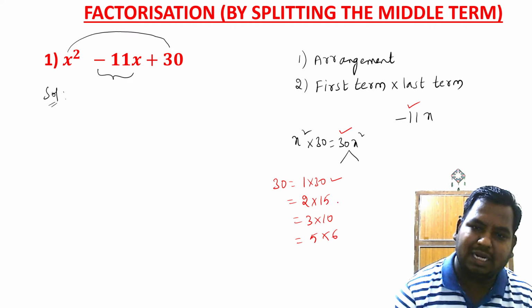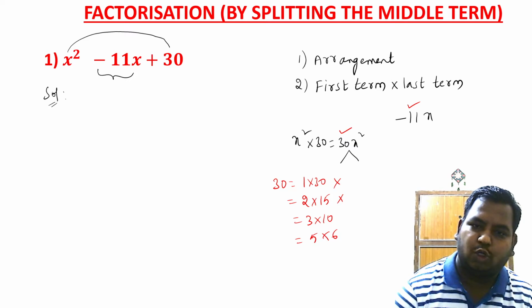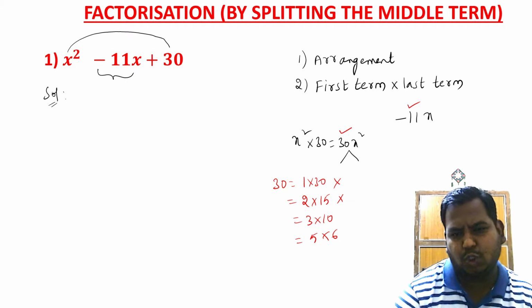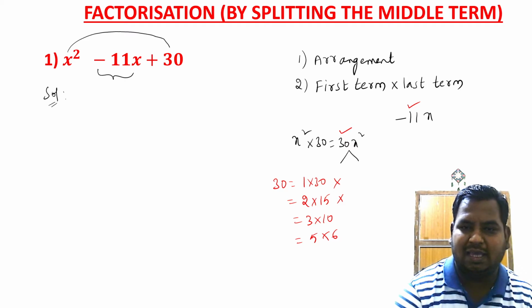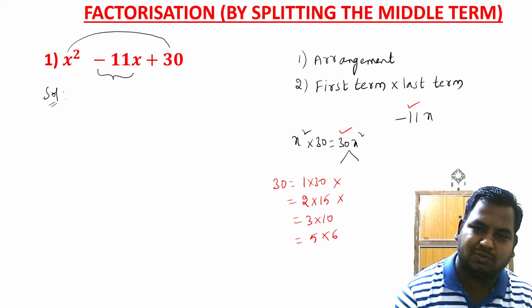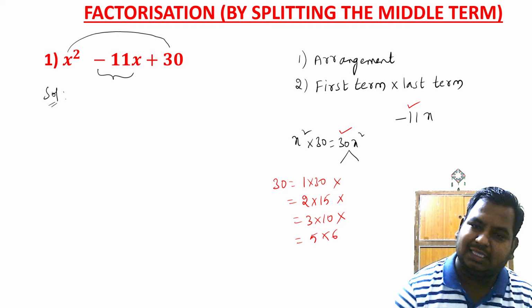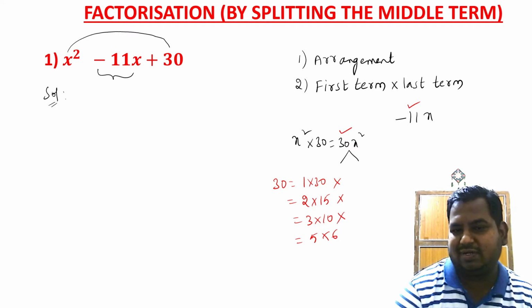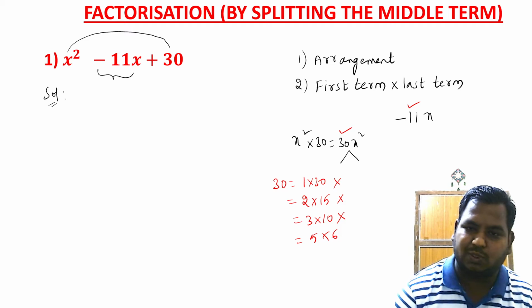Next, 2 and 15. 2 plus 15 is 17. 2 minus 15 is minus 13. I'm not getting 11 in this case also. Next, 3 and 10. 3 plus 10 is 13. 3 minus 10 is minus 7. I'm not getting 11 in this case also.